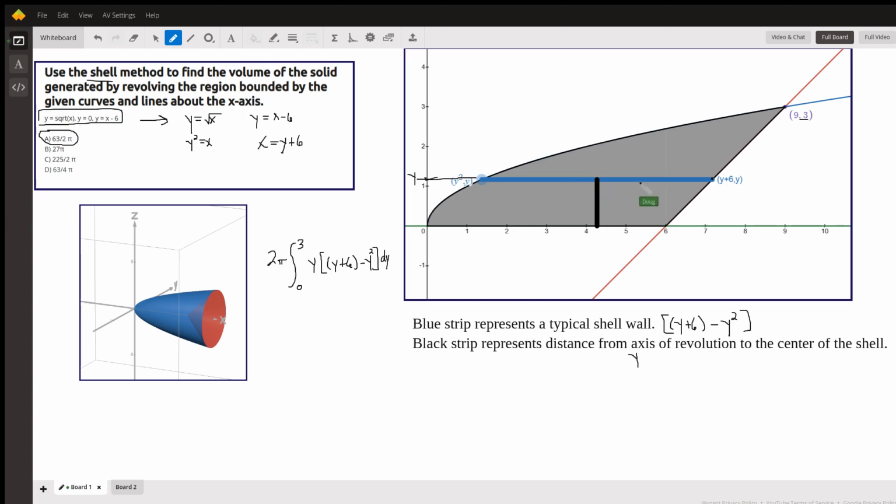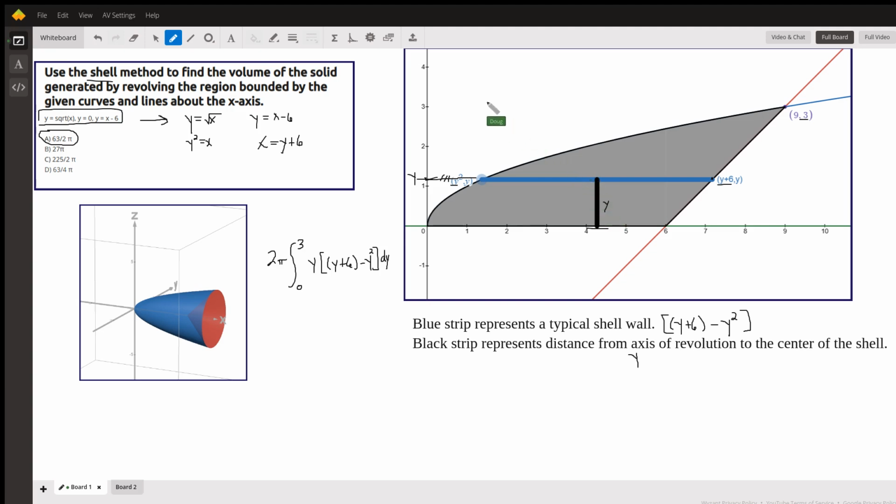So the height of that shell, or the length of that blue strip, is the x-coordinate at the right minus the x-coordinate at the left. We're actually taking away the length of that little black strip there. And this black strip is the radius of the shell that's going to get created, or it's the distance from the axis of revolution to the center of that shell. And in this case, it's just y.